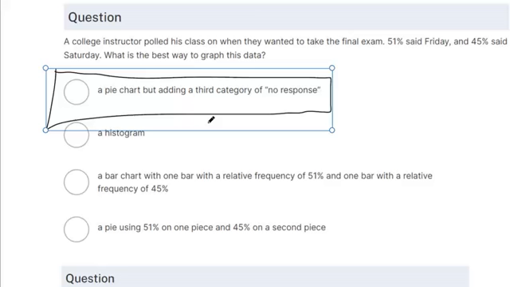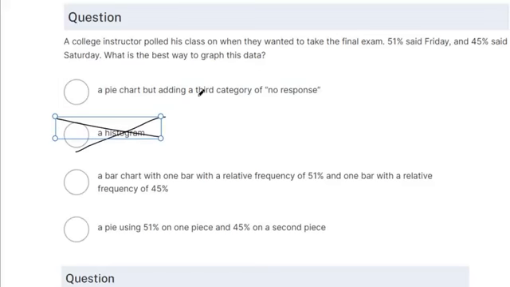And then that's a good way of showing a portion of a whole. The pie chart lets us quickly see, okay, the 51% takes up the majority, 45% is pretty close because it's not too far off. And then we need to add that category, no response, to show that some students didn't answer. Histogram doesn't make sense because these are categorical variables. Histograms are for numerical variables.